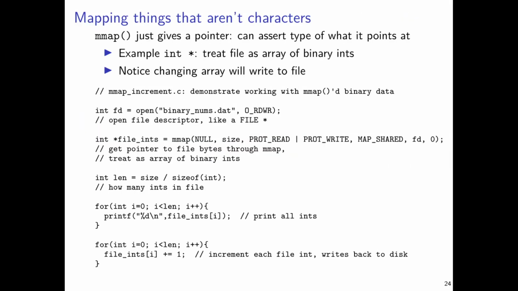It turns out that mmap is a very general utility and does not necessarily need to be applied just to characters. It's an arbitrary way to say, take the bytes of this file and map them into my program in some way. A good example of this is in the mmap increment.c file, which we'll have a look at in just a second. Central to this is the fact that I can store some data in binary on disk.